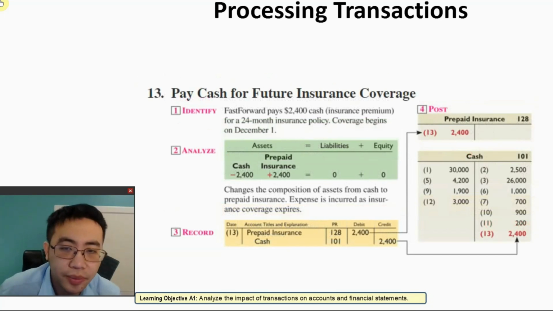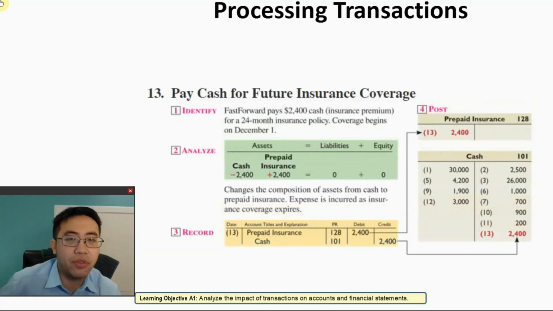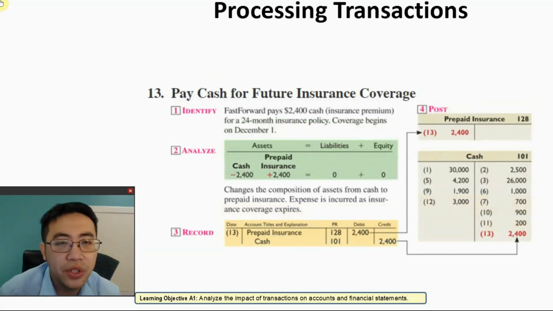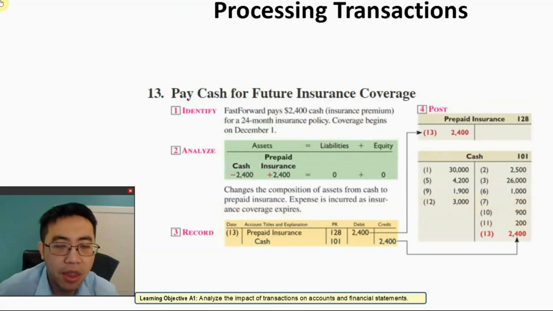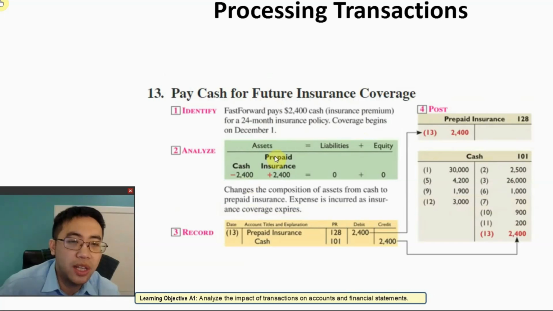Number 13, pay cash for future insurance coverage. So you just pay $2,400 cash for a 24-month insurance policy, basically $100 per month. Well, you will see that this is a prepaid, and anything that is called prepaid should be an asset because you have already paid the bill for the future period. You don't have to worry about it for a long time. That's a plus for your business.